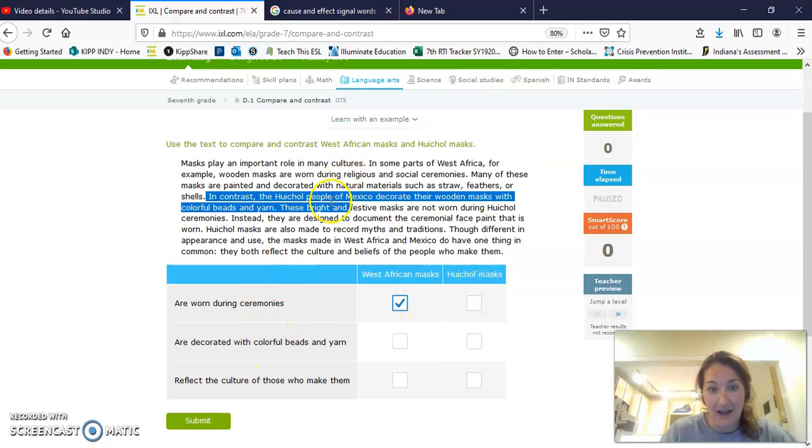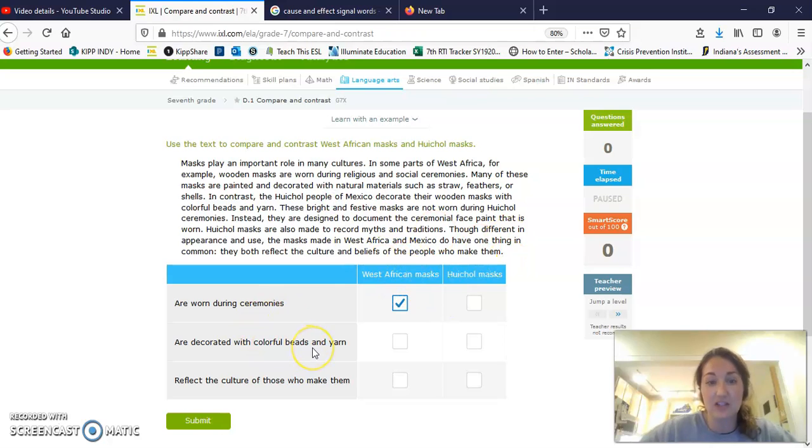My second fact, I need to figure out which topic it goes with. Are decorated with colorful beads and yarn. Well, that was right here after it says in contrast. It says the Hikol people of Mexico decorate their wooden masks with colorful beads and yarn. But I also know that's only the Hikol people because it says in contrast, which means it's different than the masks that came before in the description. So the Hikol masks actually are decorated with beads and yarn. The West African masks are not.